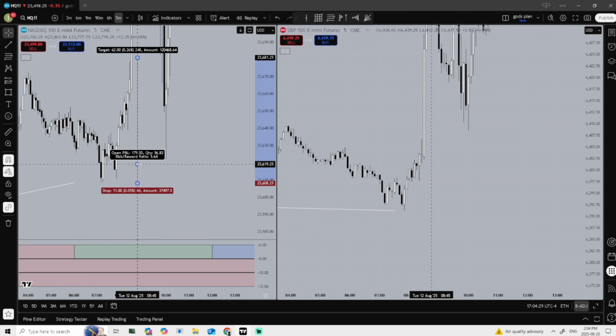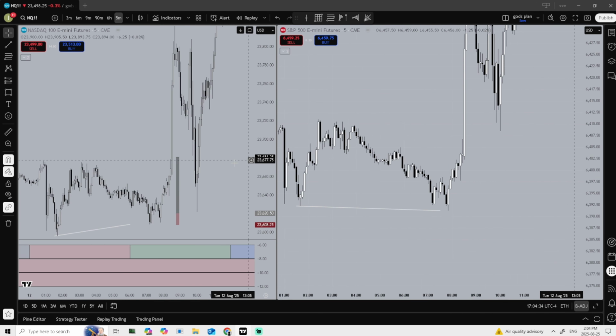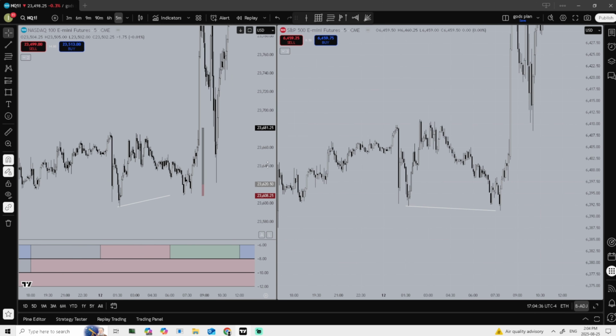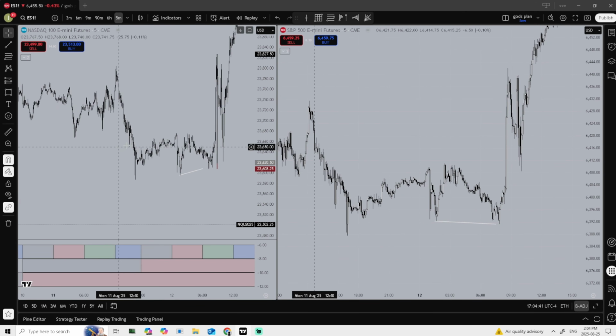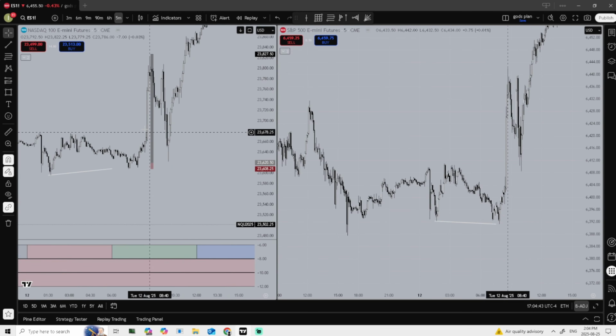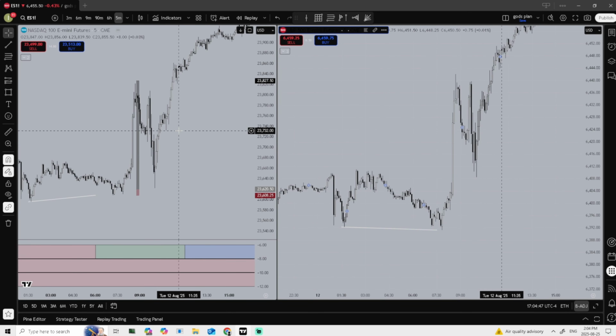And then where would you target? Remember what I was telling you guys about: enter on SMT and exit off SMT. So where would be the SMT that we had? Let's find the SMT. Let's see. Did we have any? In fact, I don't see any.